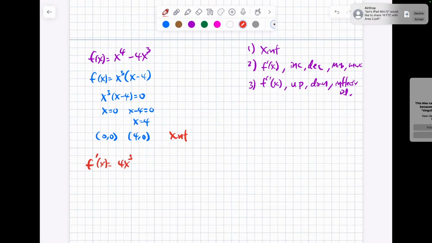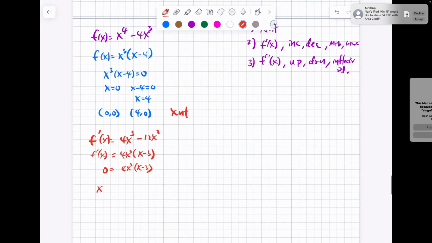4x to the third minus 12x squared, I think. And I can factor out 4x squared. This is x minus 3. So again, we set 0 equal to 4x squared times x minus 3. x equals 0, or x minus 3 equals 0, so x equals 3. And those are the critical numbers.